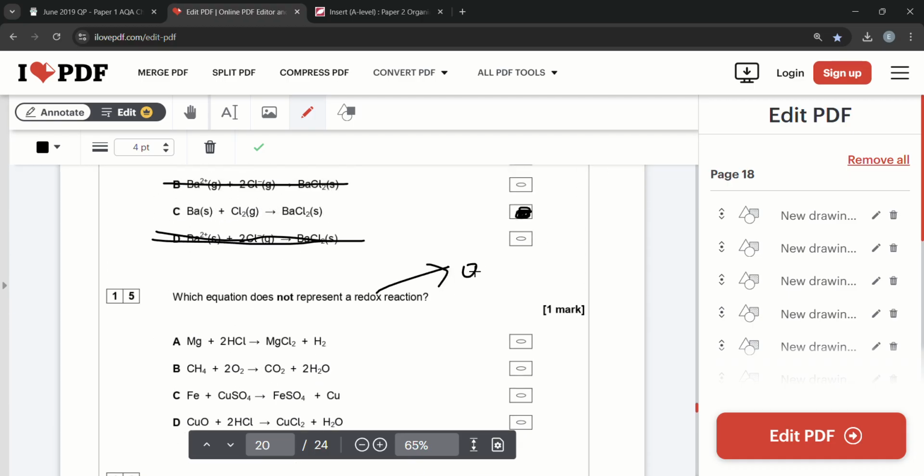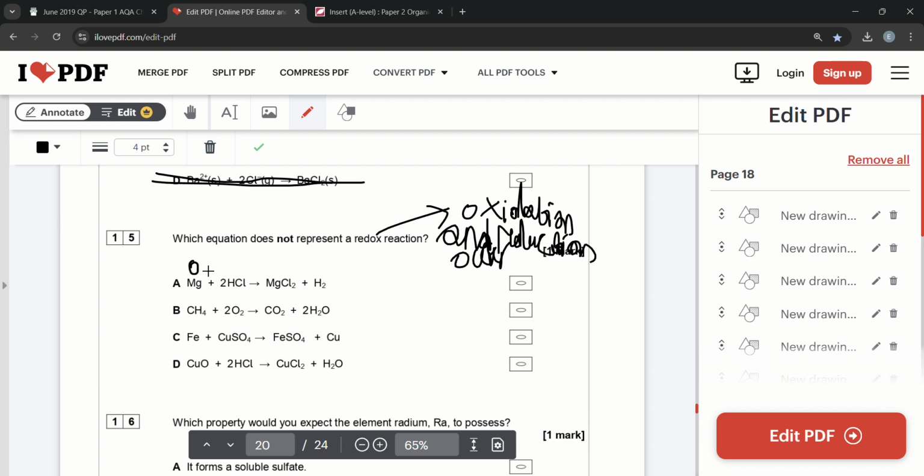Which equation does not represent a redox reaction? In a redox reaction, oxidation and reduction both occur. So if we look here for A, we go from oxidation state of 0 to +2, and for hydrogen, the oxidation state goes from +1 to 0. So that definitely is redox.